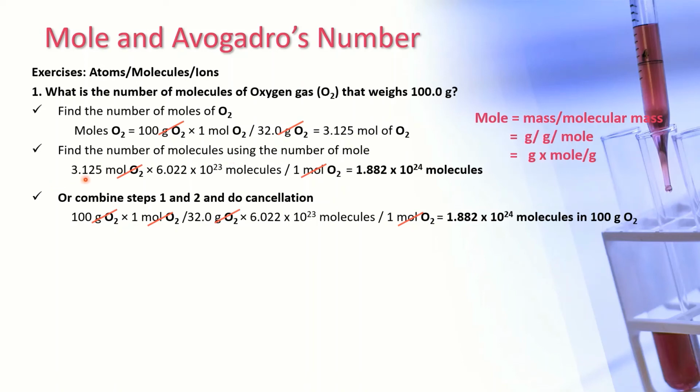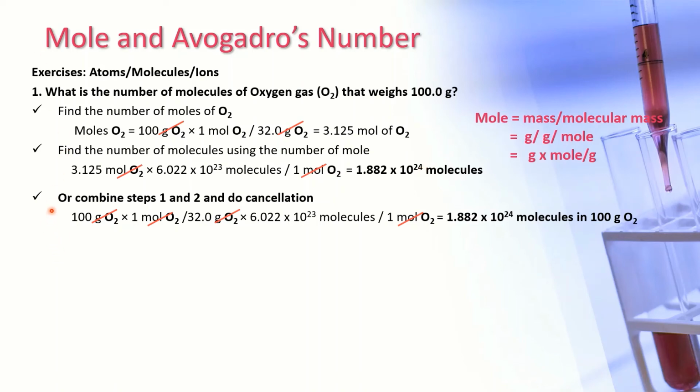Then, you find the number of molecules using the number of moles of oxygen. So 3.125 moles of oxygen times the Avogadro's number per mole of oxygen. You cancel mole, you are left with molecules. So your answer is 1.882 times 10 to the power of 24 molecules.